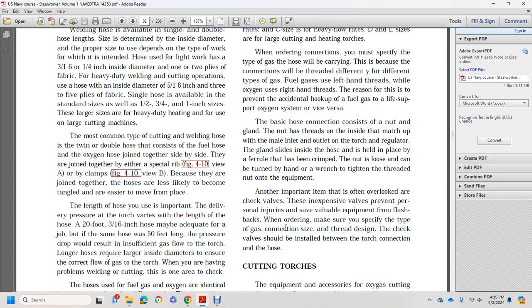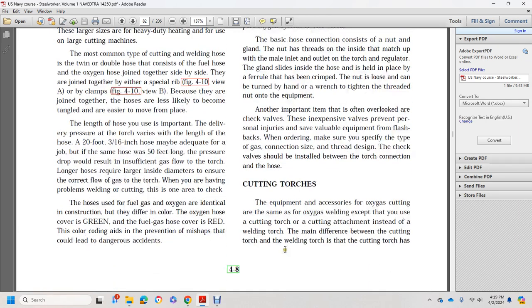Another important item that is often overlooked is the check valve, an inexpensive valve for preventing personal injury and damage to equipment from flashback. When ordering, make sure to specify the type of gas connection, with the red designation for fuel. The check valve should be installed between the torch connection and the hose.